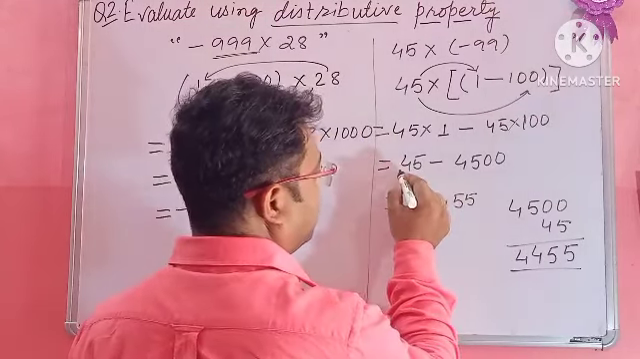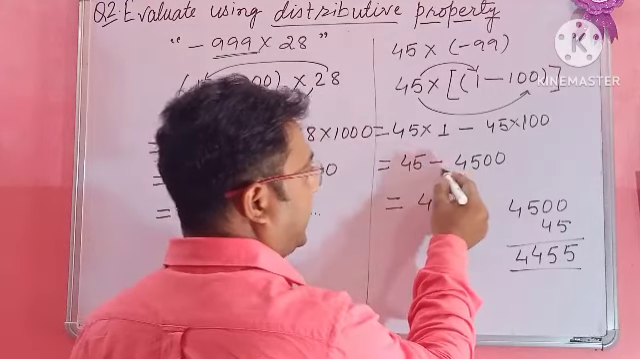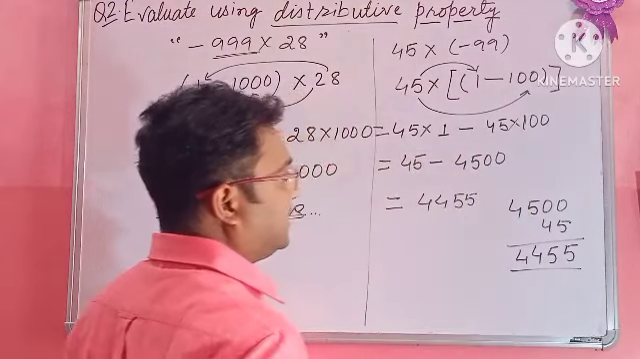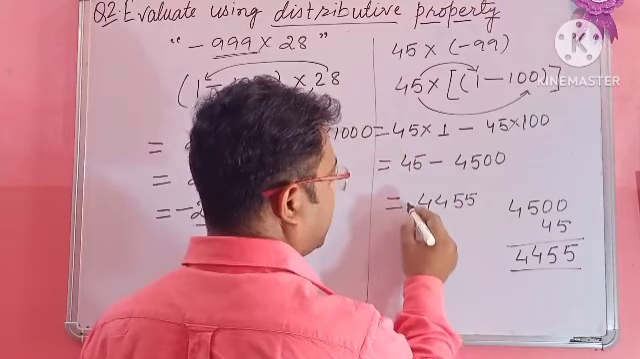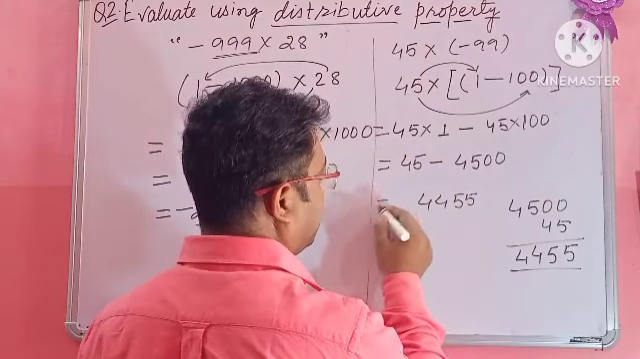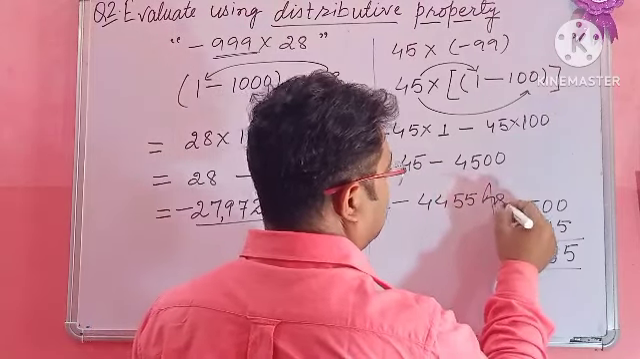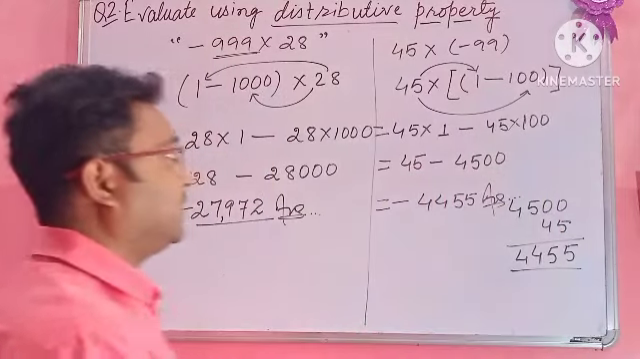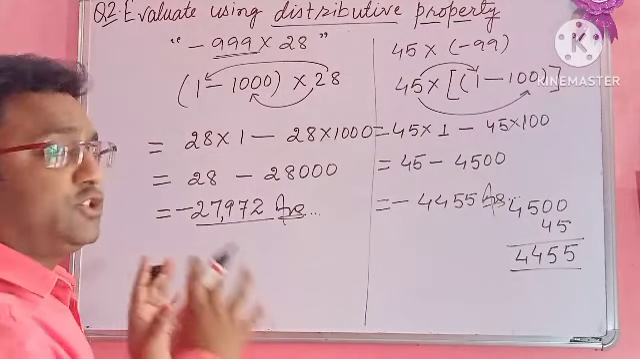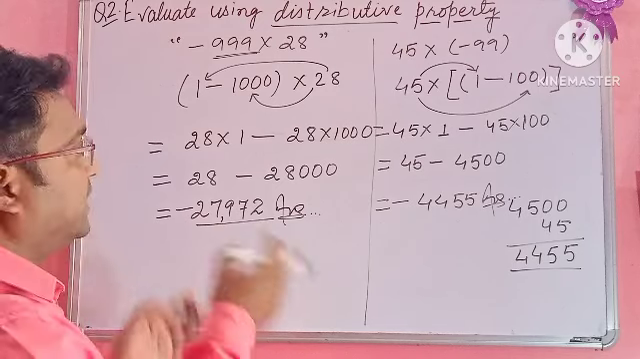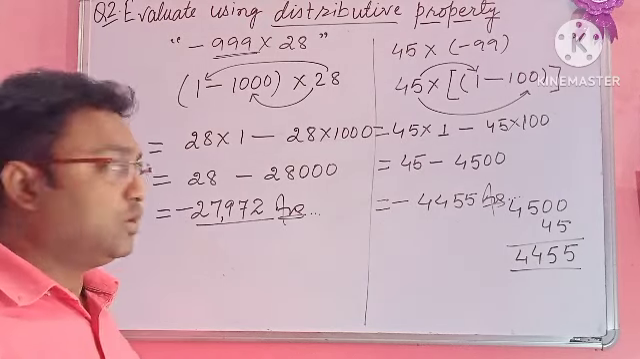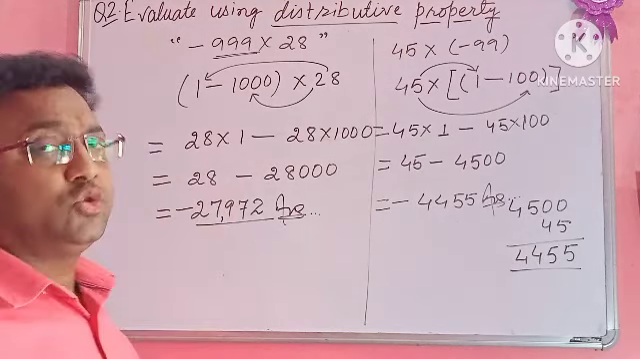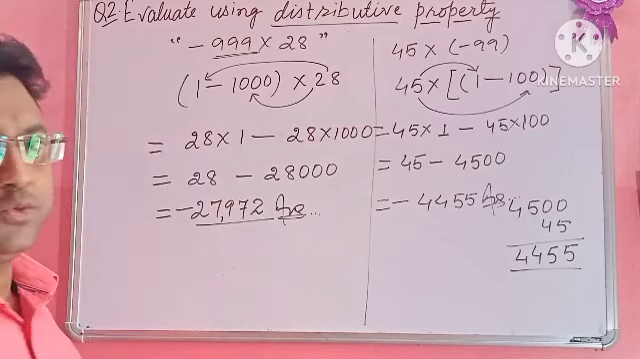But here again the answer is not yet completed because we have not put the sign. So here 45, no sign is here, it means it is plus, and here 4500 is having a minus sign. So the minus sign is more than this plus sign, so let's put a minus sign in our answer. So this is all about your distributive property. In this way, we will first distribute the integer and then we will multiply it. I hope you have understood this distributive property with these two questions.